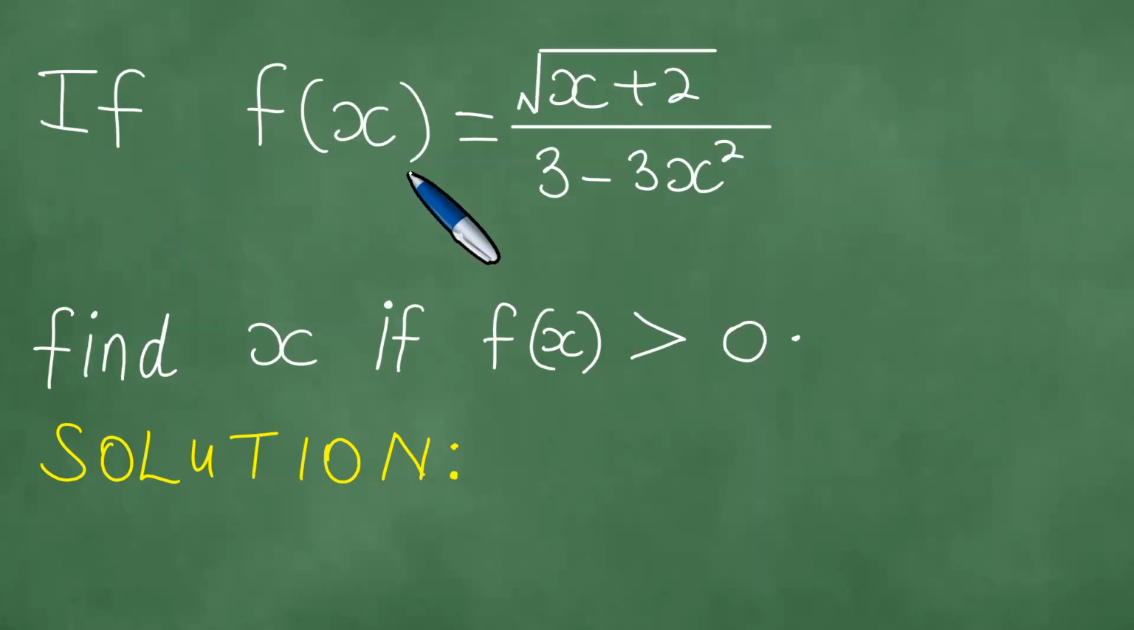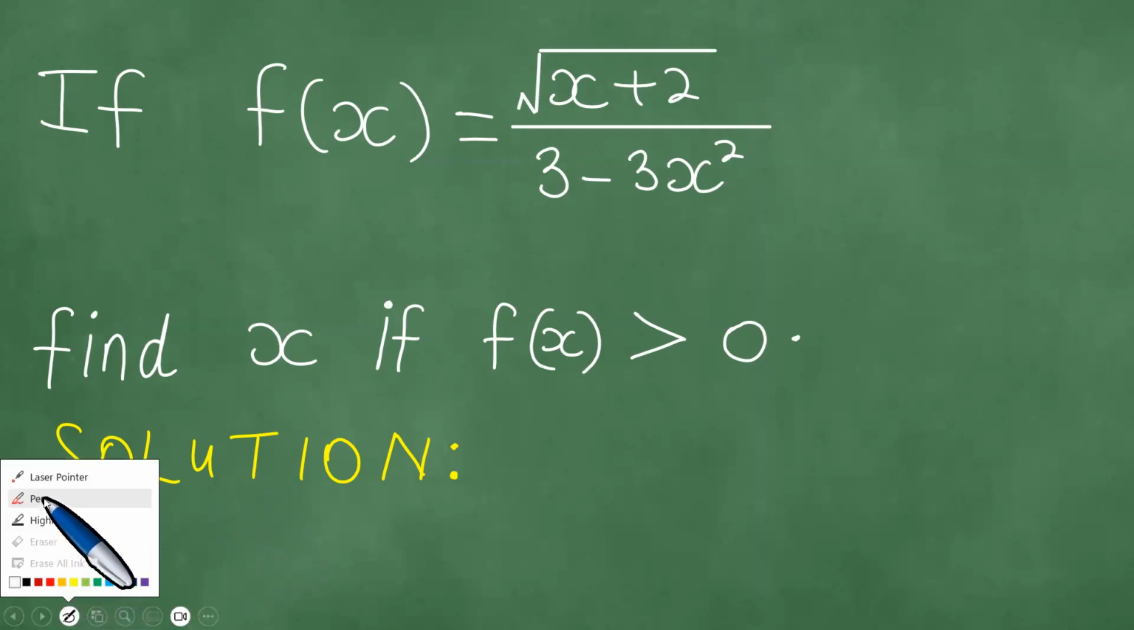Right, if f of x equals the square root of (x plus 2) divided by (3 minus 3x squared), find x if f of x is strictly greater than 0. We proceed to write the solution to this problem as follows.